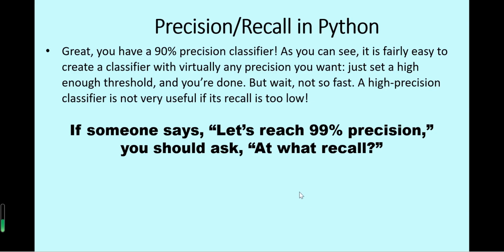So in summary, in this video, we talked about the confusion matrix, precision, recall and their trade-off. If someone says, let's reach 99% precision, you have to ask at what recall. Precision alone or recall alone cannot necessarily show the performance. You have to take both into account in a classification model in machine learning, right?